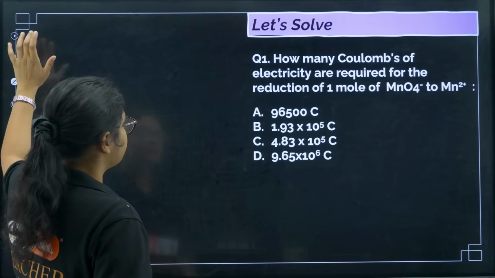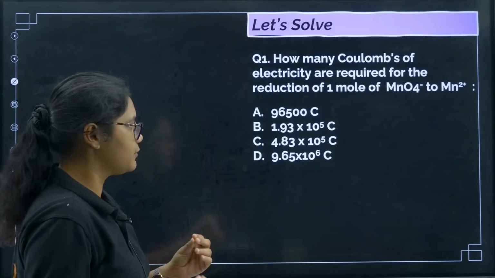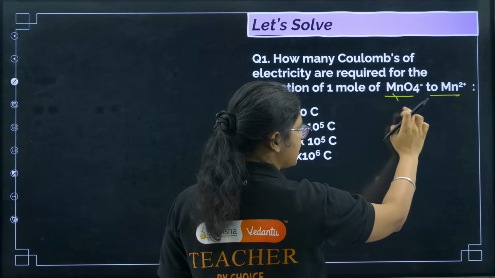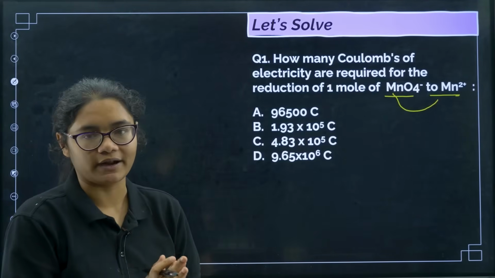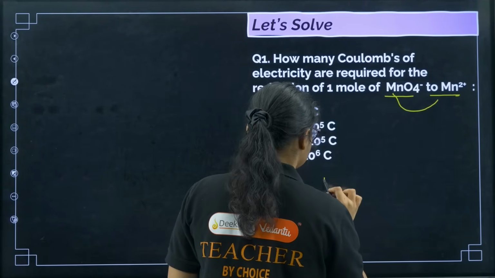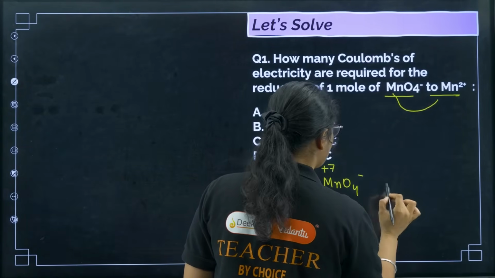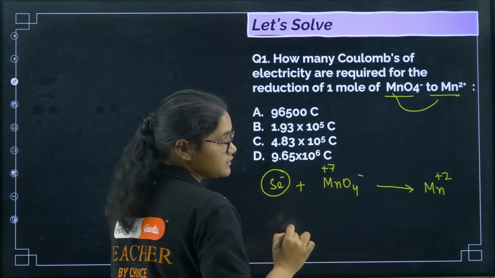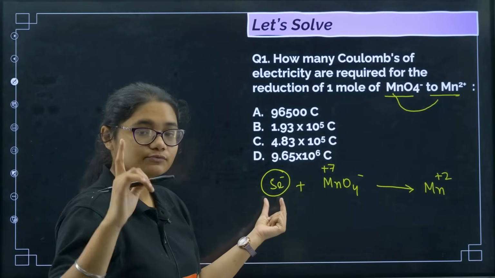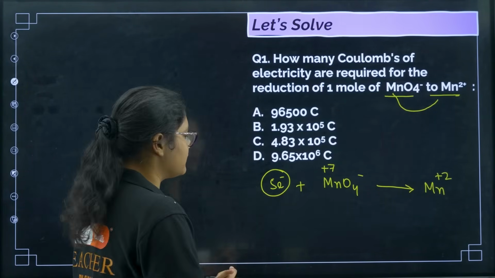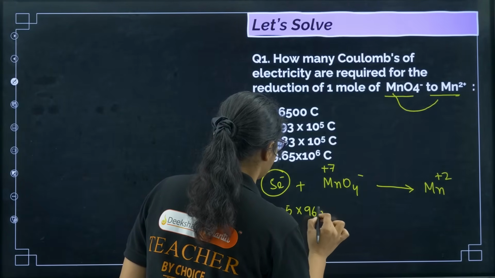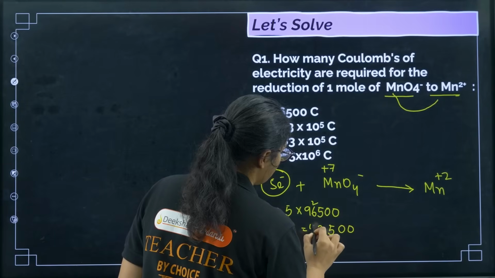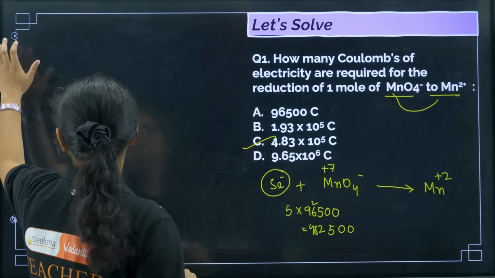Next, if we move towards solving the questions: how many coulombs of electricity are required for the reduction of 1 mole of MnO4 minus to Mn2 plus? If I want to reduce this, this chemical reaction has to take place, so how much quantity of electricity do you have to provide? In MnO4 minus, Mn is in +7 oxidation state, and here we have Mn2 plus, so 5 electrons are involved. 5 electrons means 5 moles of electrons, and 1 mole of electrons is 96500 coulombs. So 5 into 96500 gives almost option number C. Let's move to the next question.